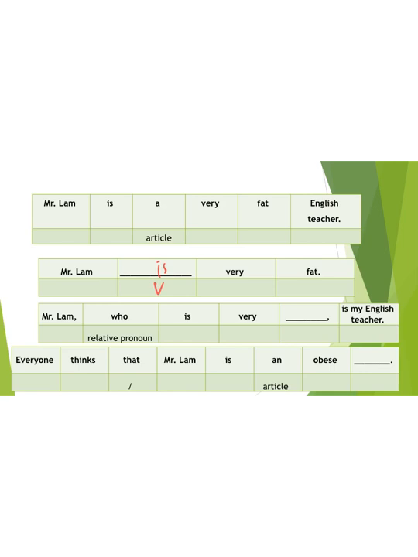Statement number 2, Mr. Lam, who is very blank, is my English teacher. So very is an adverb and we have the verb to be here, so this one must be an adjective, so fat. Last one, everyone thinks that Mr. Lam is an obese blank. Even though you don't know the meaning of obese, after the article we know that we need a noun, so teacher.